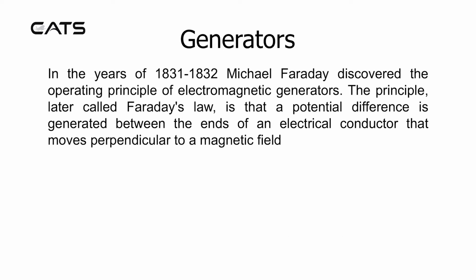In the years of 1831 to 1832, Michael Faraday discovered the operating principle of electromagnetic generators. The principle, later called Faraday's law, is that a potential difference is generated between the ends of an electrical conductor that moves perpendicular to a magnetic field.